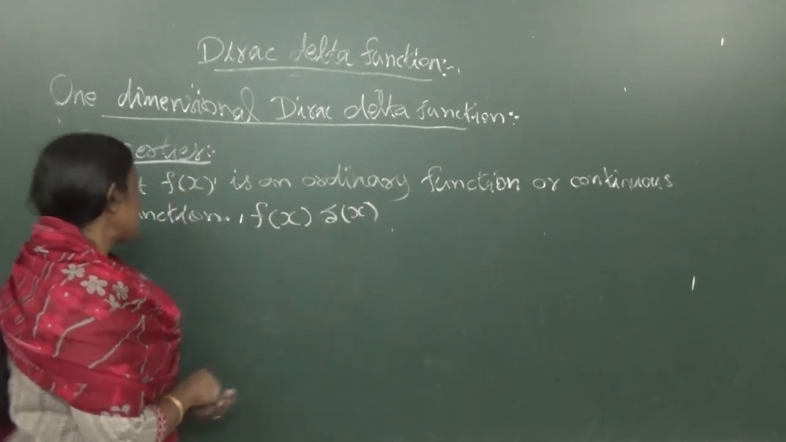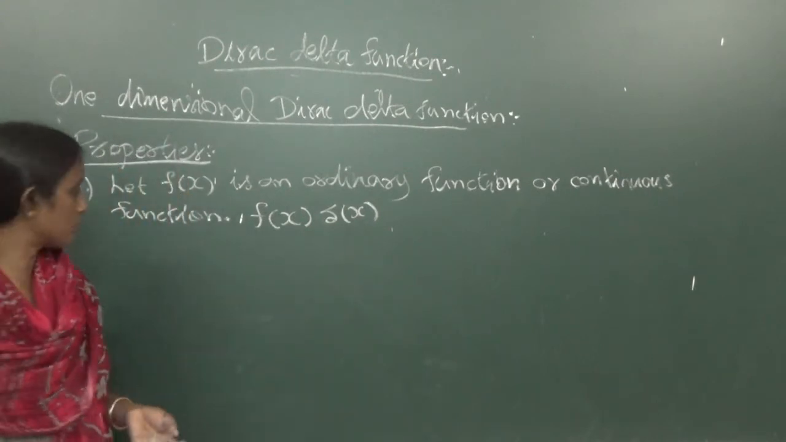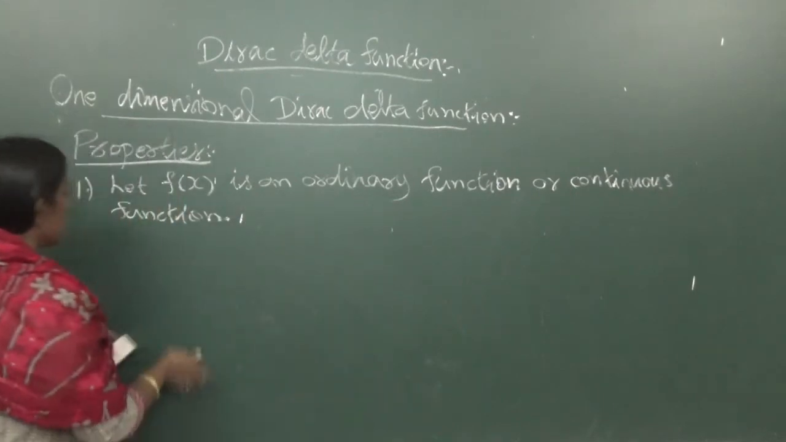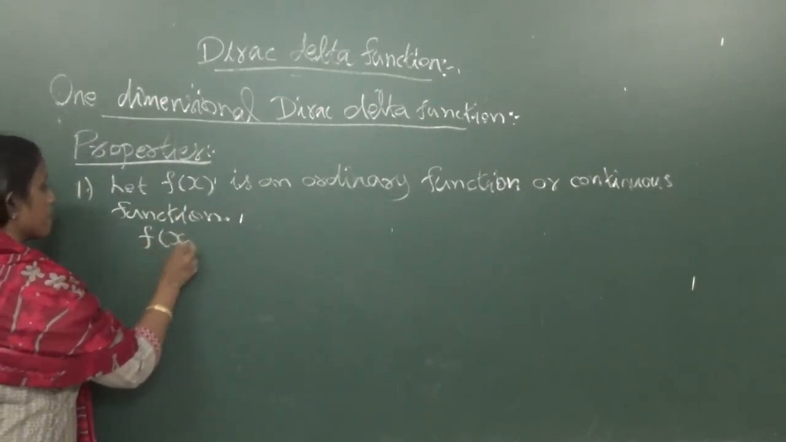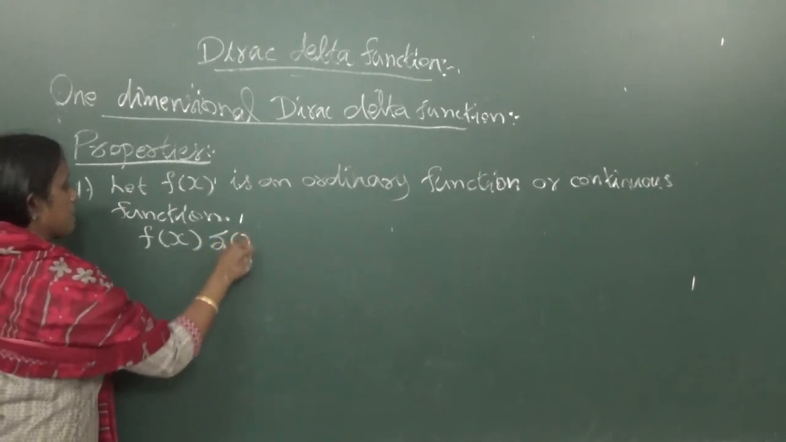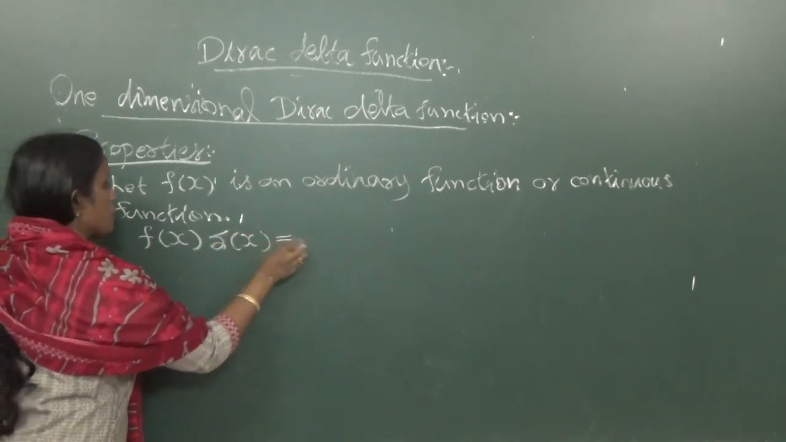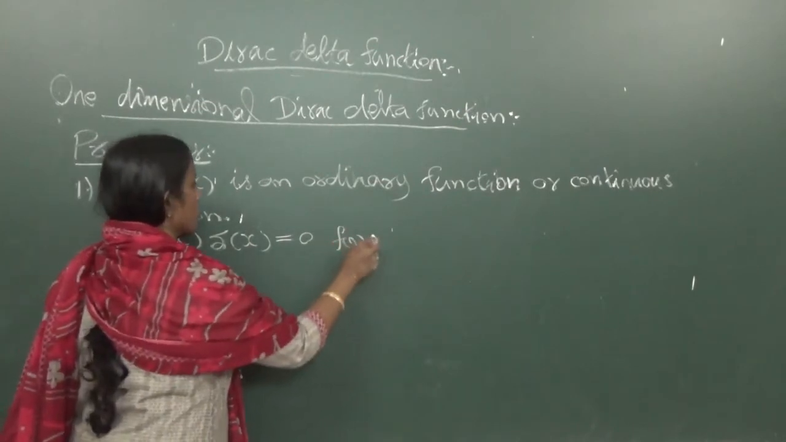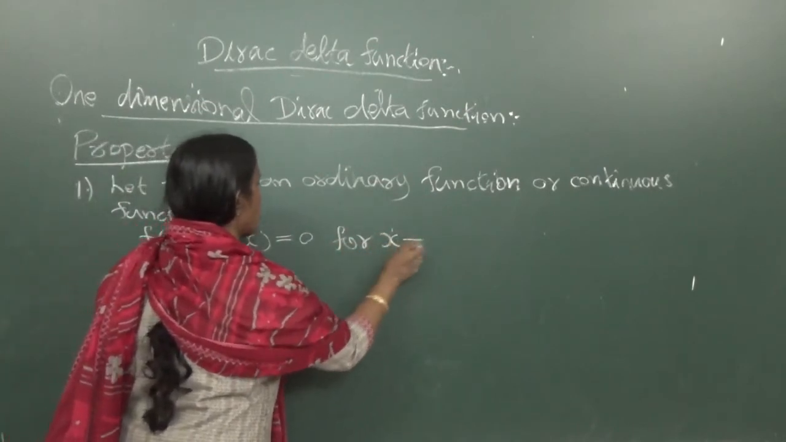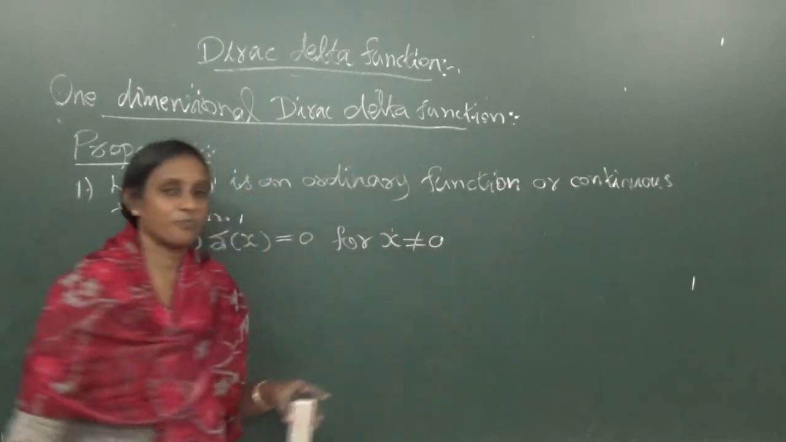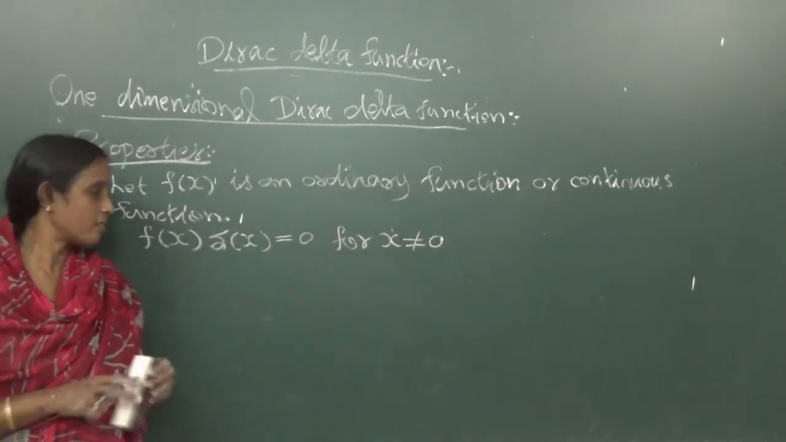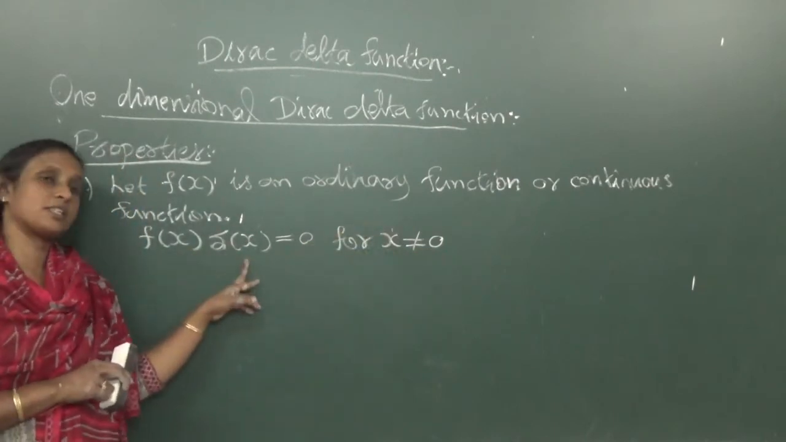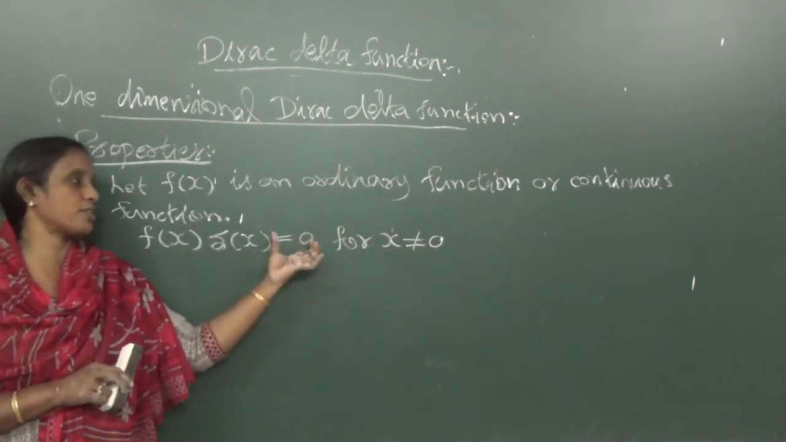So that means f of x delta x equals 0 for x not equal to 0. Delta of x is 0 there, so this product is always 0.